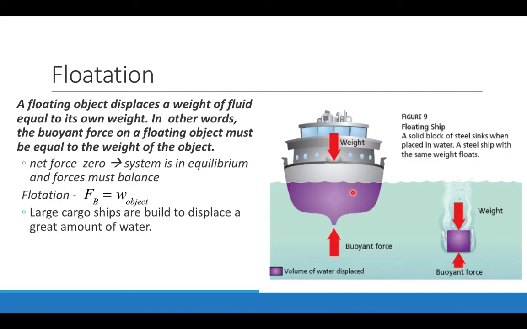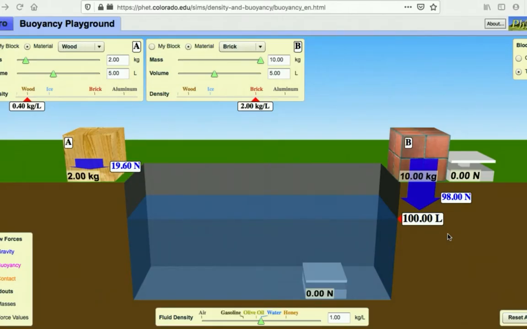If I crumbled the ship all up into a ball or a block, I take all that steel and combine it into a block, then the buoyancy force isn't as great. So the same weight here and here, but there is a smaller buoyant force because this block is not displacing as much.